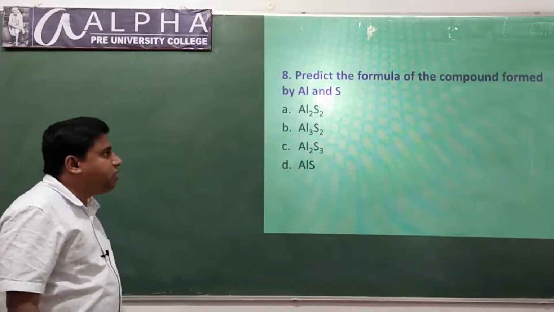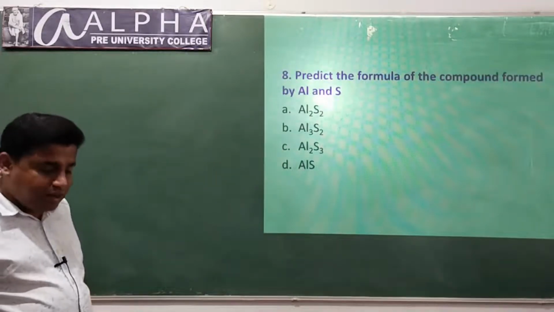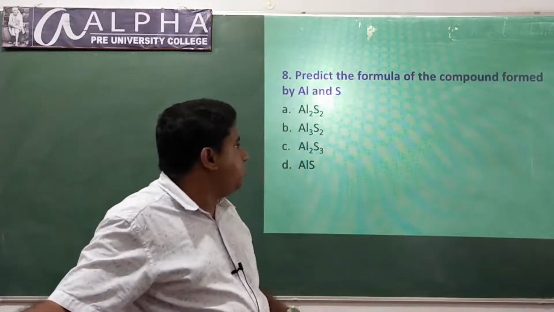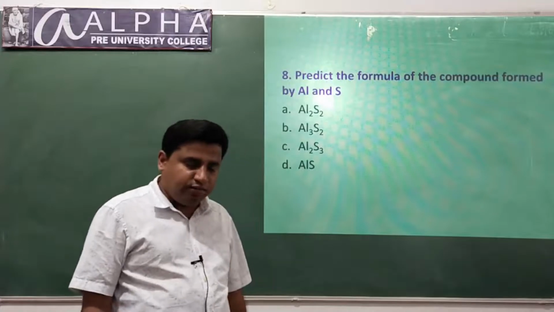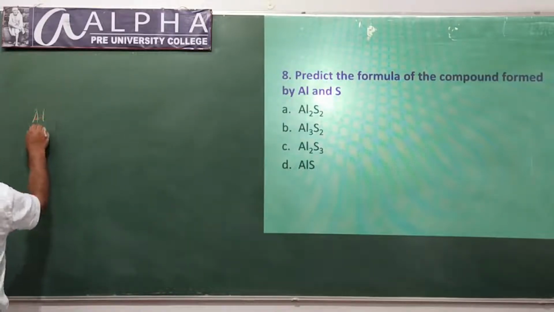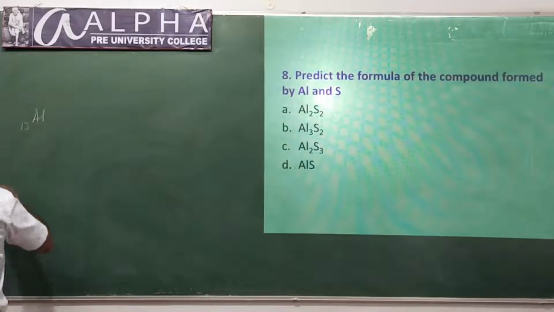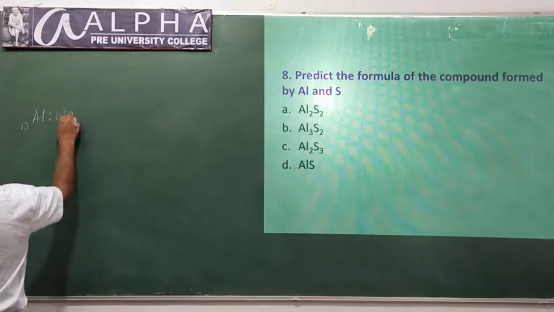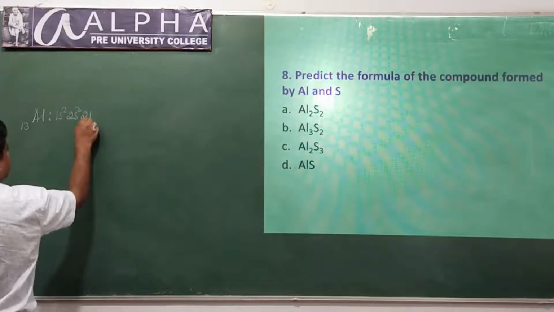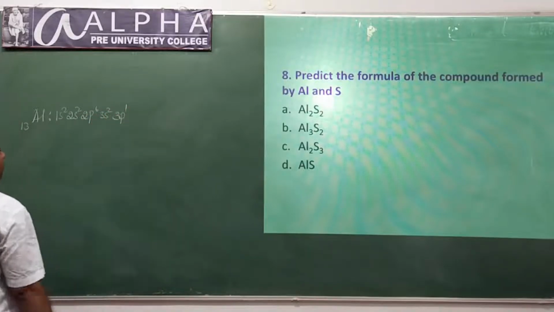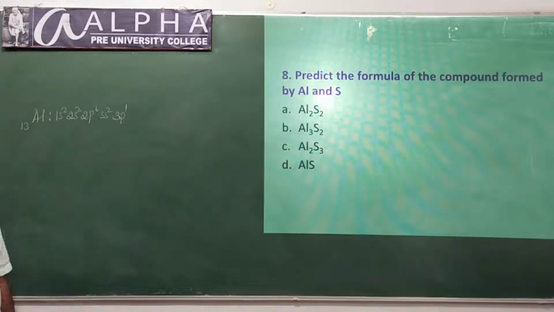Predict the formula of the compound formed by aluminium and sulfur. Students, what is the atomic number of aluminium? We know the atomic number of aluminium is 13. What is its electronic configuration? 1s2, 2s2, 2p6, 3s2, 3p1. Is it correct? Now, understand this.